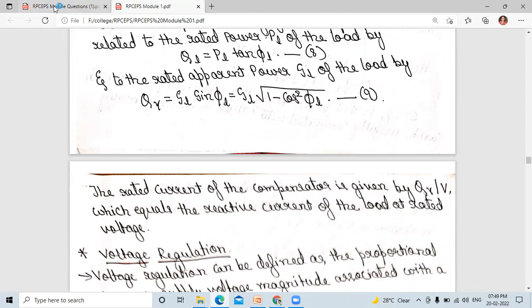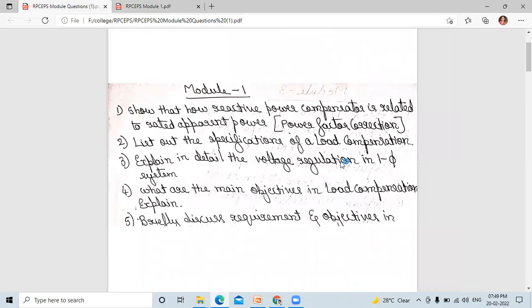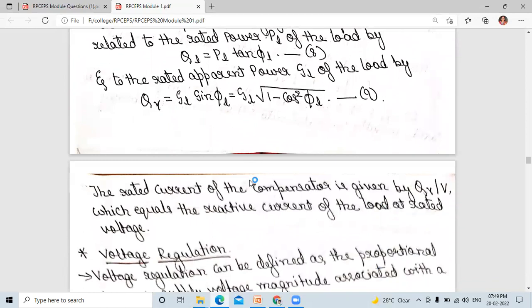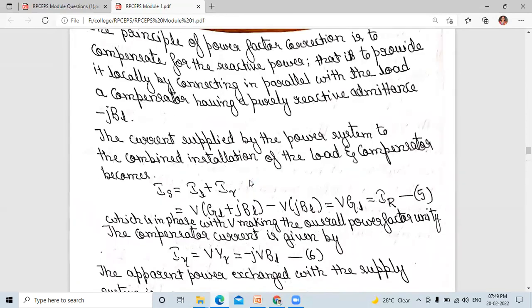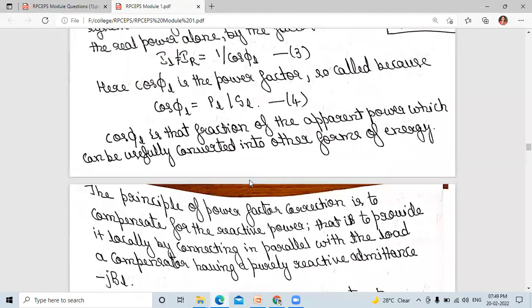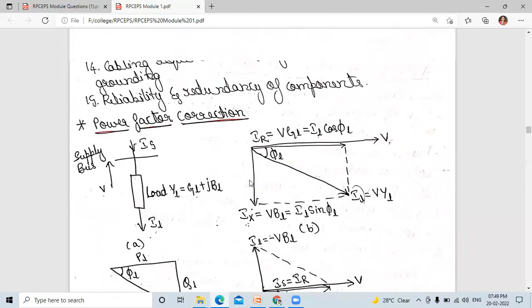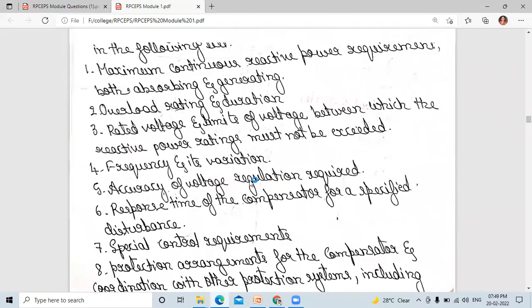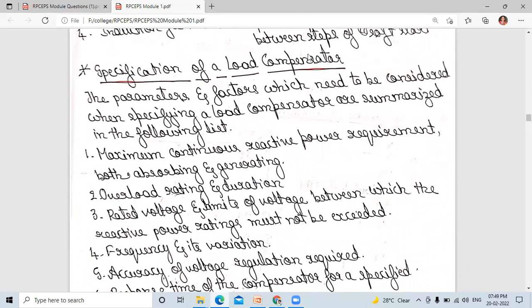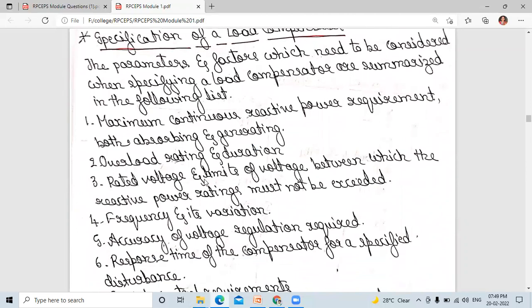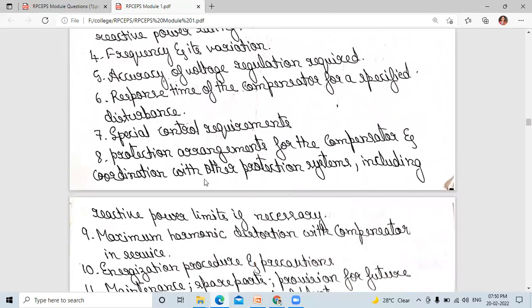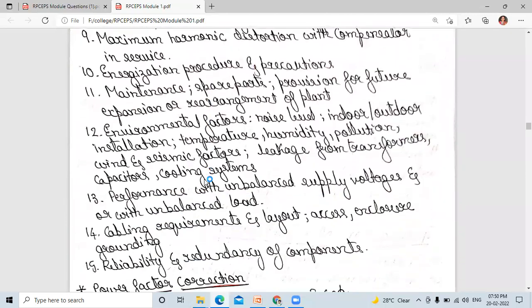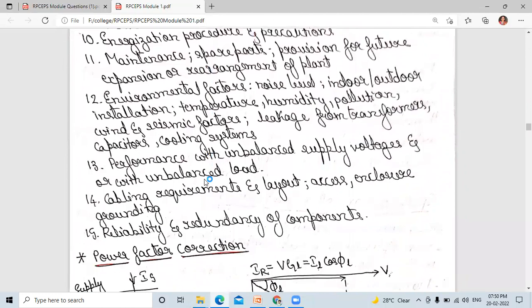Next question, what is it? List out the specification of a load compensator. So for this, what will you write? A special heading only, it is a specification of load compensation. So here it is, specification of a load compensator. Okay, so already so many points are there. If they have given 10 marks, at least mention 15 points.